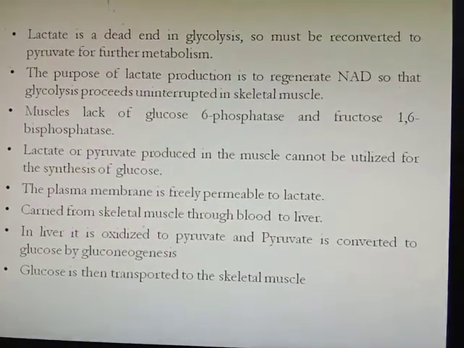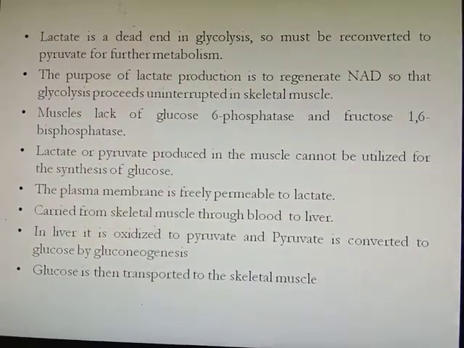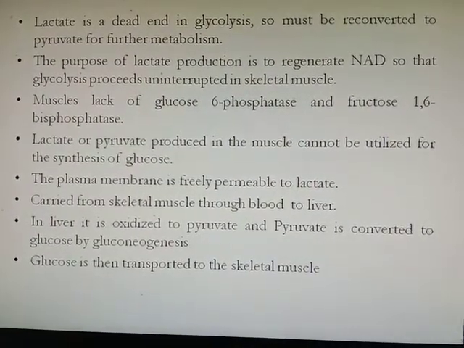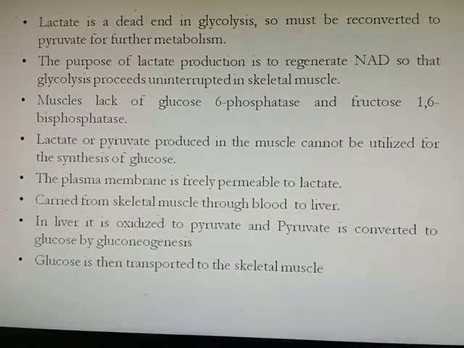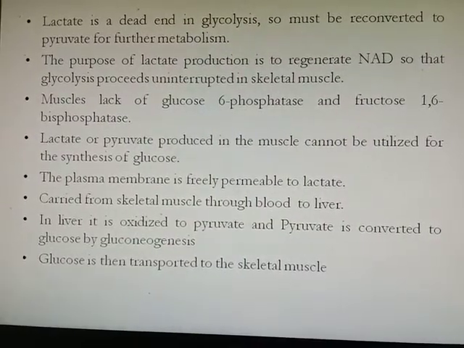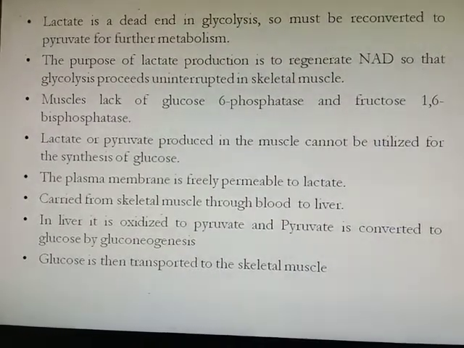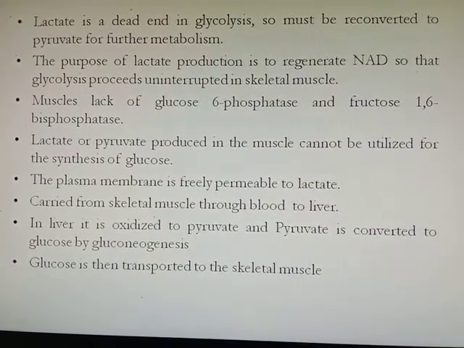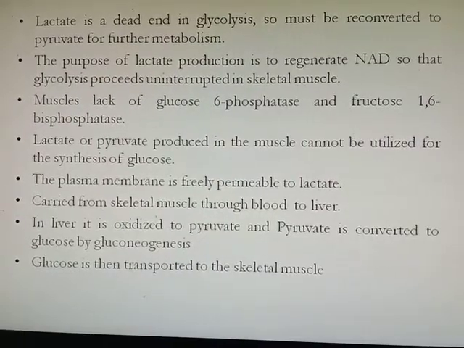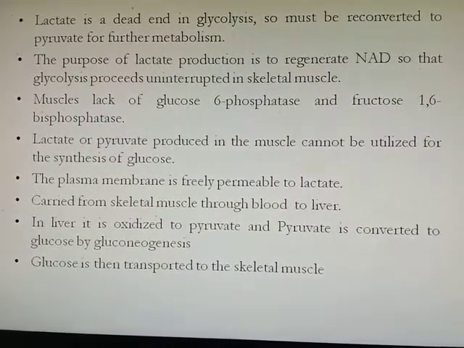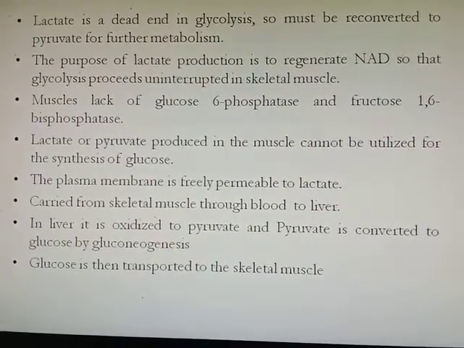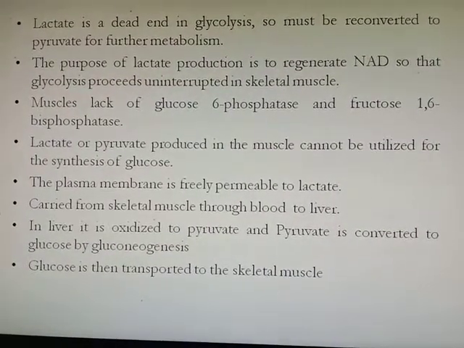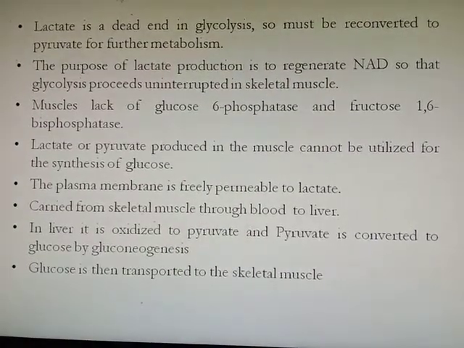Lactate is a dead end in glycolysis, so it must be reconverted into pyruvate for further metabolism. The purpose of lactate production is to regenerate NAD so that glycolysis proceeds uninterrupted in skeletal muscle. The muscle lacks glucose 6-phosphatase and fructose 1,6-bisphosphatase, therefore gluconeogenesis does not take place in muscle. Therefore, lactate or pyruvate produced in muscle cannot be utilized for the synthesis of glucose.